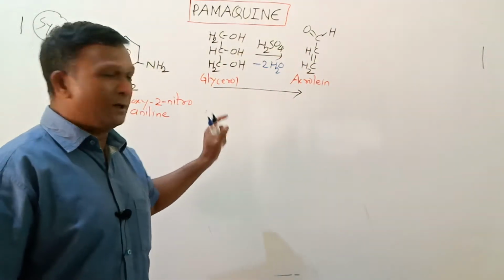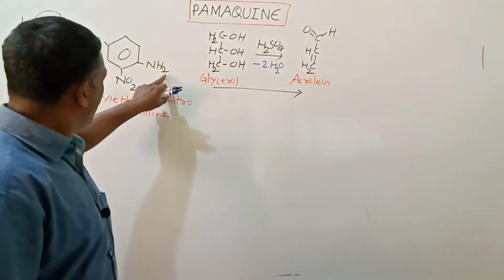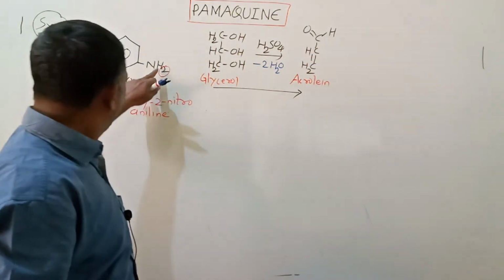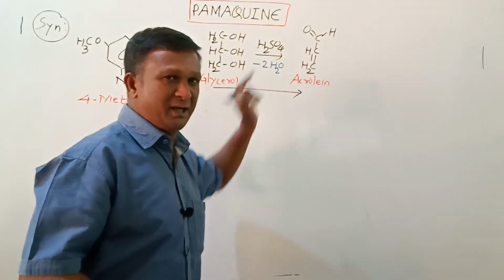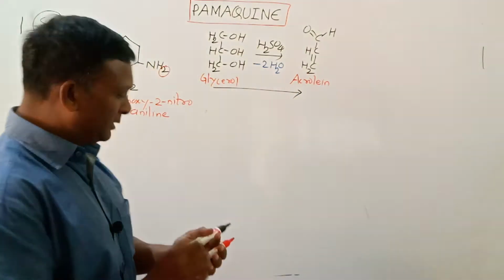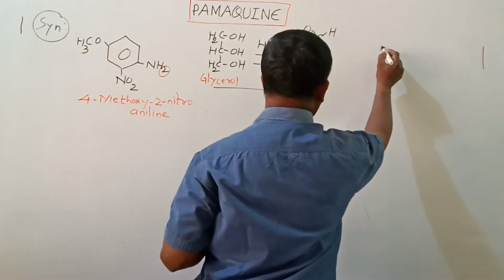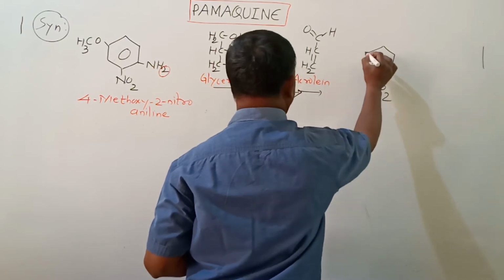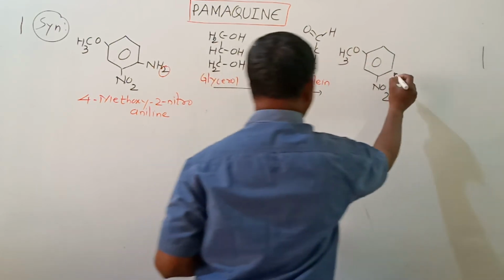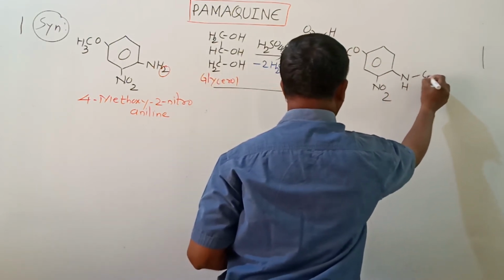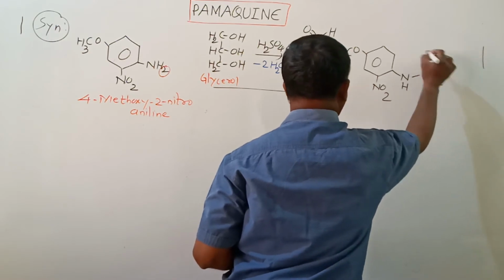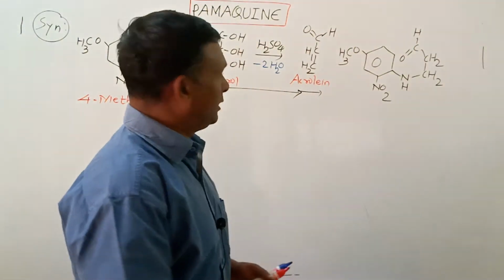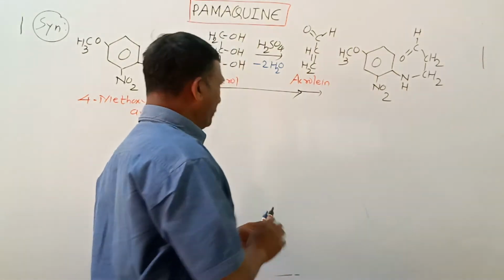So this aniline derivative undergoes nucleophilic addition to this alpha beta unsaturated carbonyl compound. The addition takes place in such a way that one of the hydrogens will go on to this alpha carbon, while the rest of the nucleus will add on to the beta carbon. So by the nucleophilic addition, we will get formation of this very important intermediate. This compound then undergoes a very famous keto-enol tautomerism.